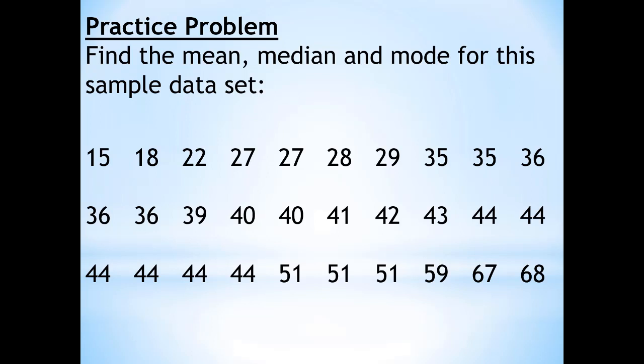Now, one thing you may notice is that I've given you this data set in order, and that is to reduce the amount of work you have to do. Since there's 3 different measures of central tendency you have to find, I thought I would be kind to you and put the data set in order. On an exam or on a quiz, you would have to order the data yourself. So give yourself a few minutes, pause the video, and when you're ready to see the answer, press play.